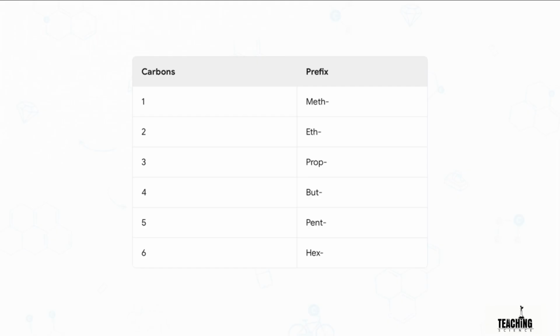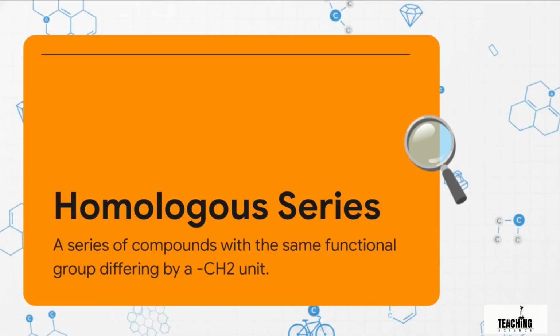1 carbon is meth, 2 is eth, 3 is prop, 4 is but, 5 is pent, and 6 is hex. So if you spot a single bonded chain with 3 carbons, that's propane. 4 carbons, butane. Go ahead and pause this if you need to, and just lock these into your memory right now. Once you've got those names down, you can group them into a homologous series.